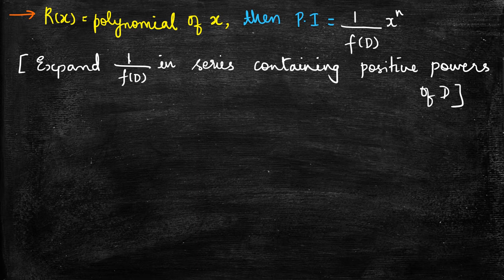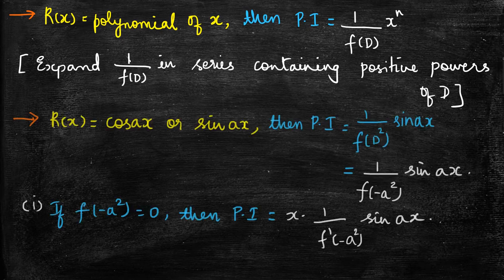D represents d by dx, so you're going to differentiate at that time. So when you solve a problem, you're going to understand what to do with this kind of particular integral problem. So let us see the third type, where r of x can be cos ax or sin ax. Remember, cos ax or sin ax alone.